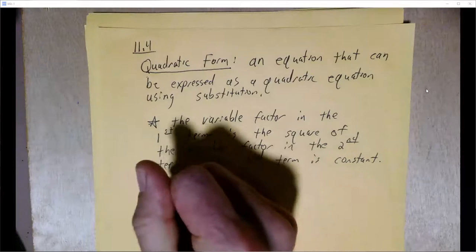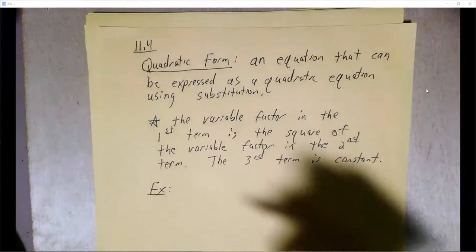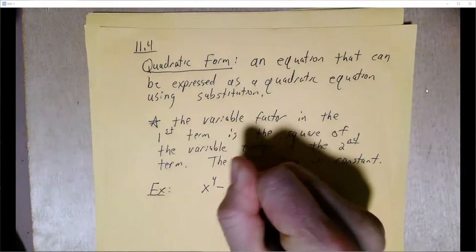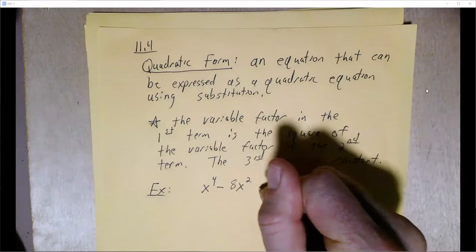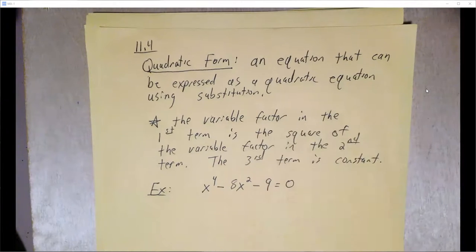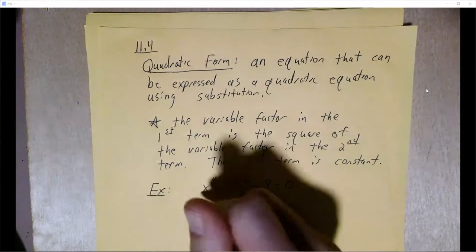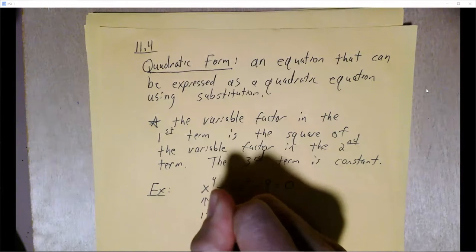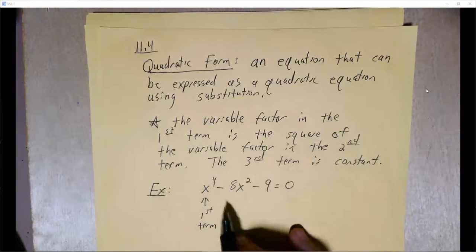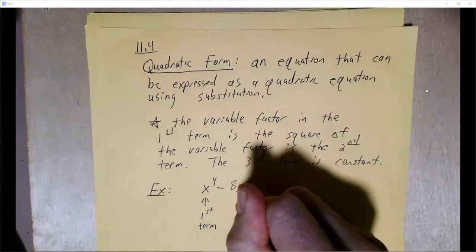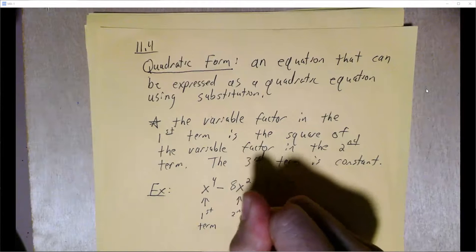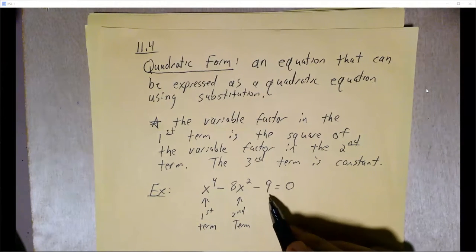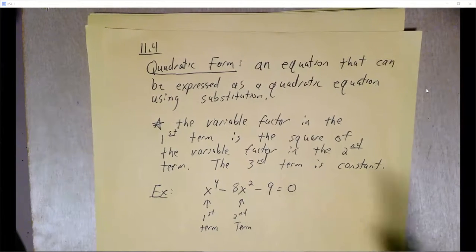For example, if I had x to the fourth minus 8x to the second minus 9 equals 0. Here's the variable factor in the first term, and it is the square, x to the fourth is the square of the variable factor in the second term. And my third term is constant here. So this is in quadratic form.